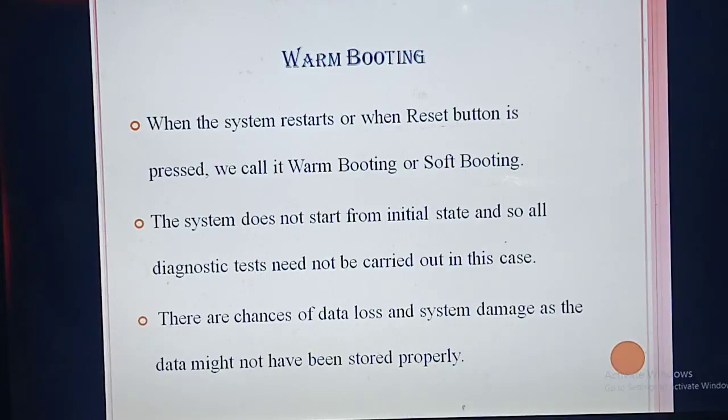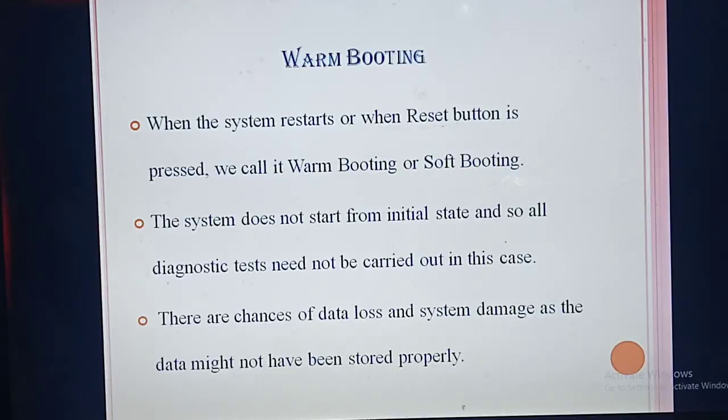Understood? In the initial stage, what things will it check? The BIOS will check whether all the devices are connected properly and ready to operate, isn't it? So when the restart button is pressed, the system will not go to the initial stage. That is a very important part. But what's the disadvantage? Sometimes you are typing something, forget to save the file, and immediately the power goes off. If you are not saving the file, there is a chance of data loss. That means you will lose the file. That's a disadvantage of warm booting.